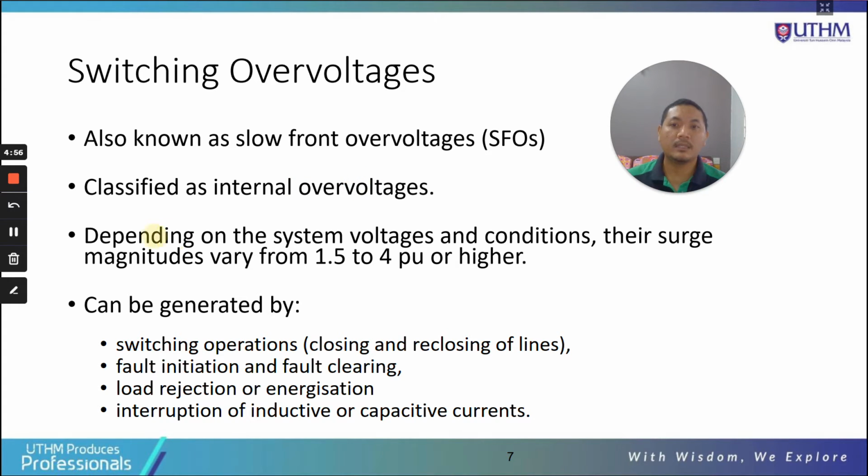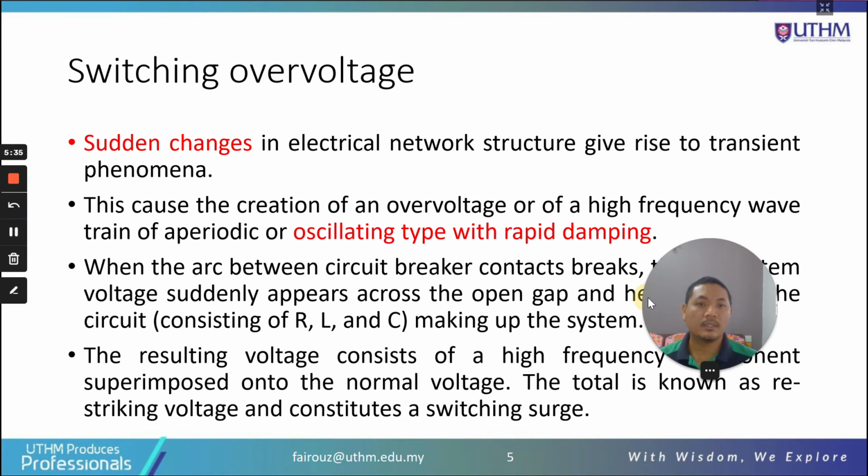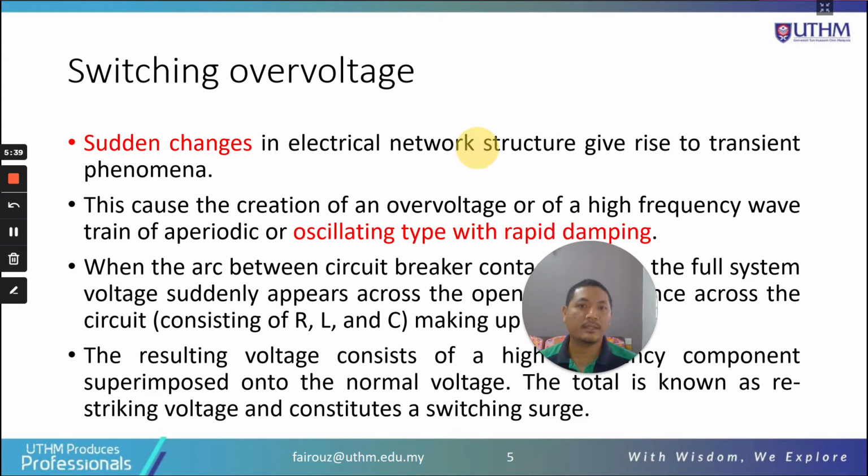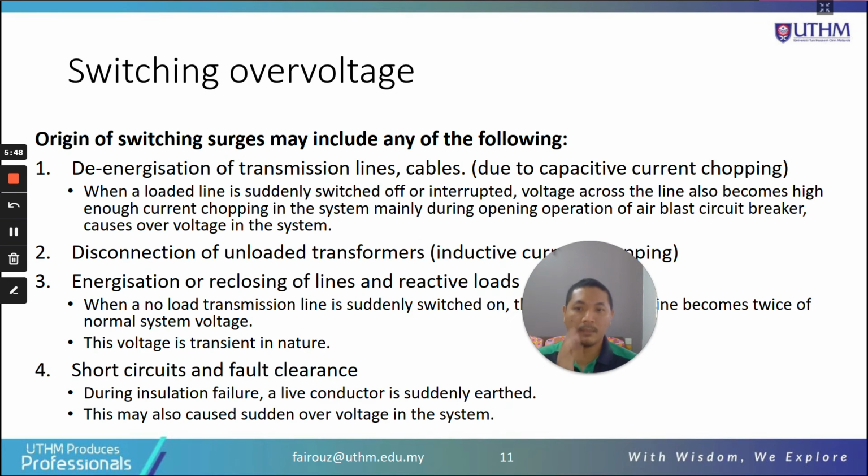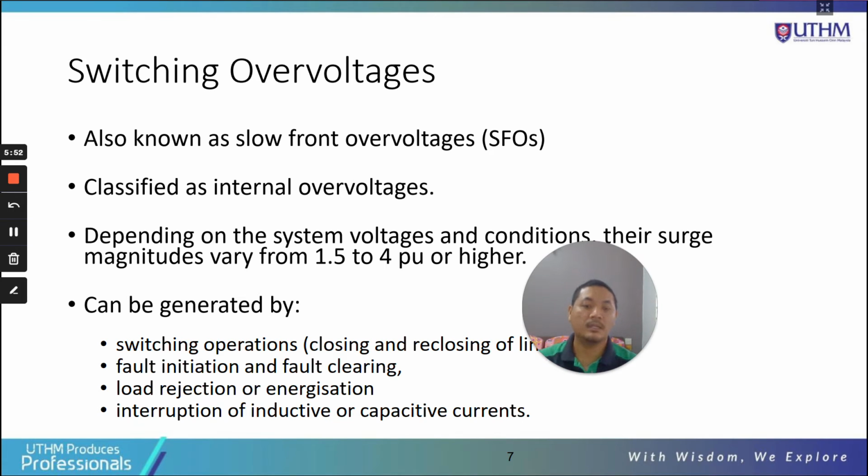Internal overvoltages, depending on the system voltages and conditions, have surge magnitudes that vary from 1.5 to 4 per unit or even higher, right? Examples of how switching overvoltages can be generated are switching operations, closing and reclosing of line or breaker, fault initiation and fault clearing, load rejection or energization, and interruption of inductive or capacitive current. So this is all basically going back to this point here, sudden changes in electrical network structure. The whole network structure consists of several equipment components. So what happens when there are changes to each of these elements in the system can cause switching overvoltages, right?